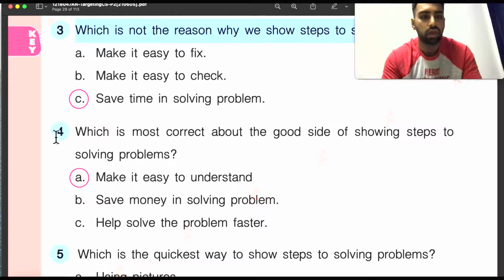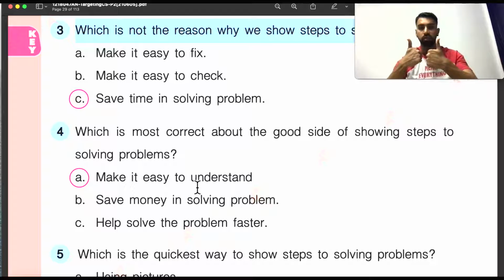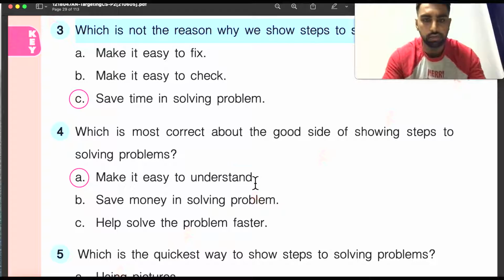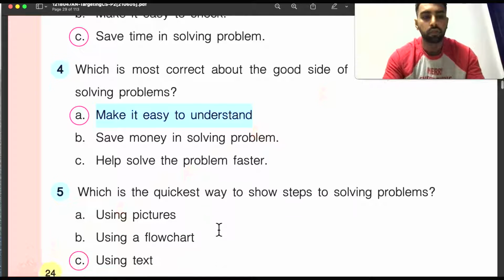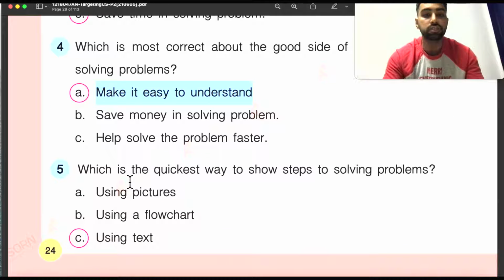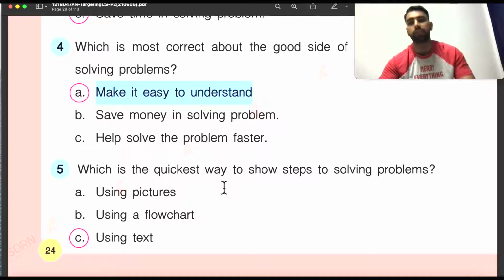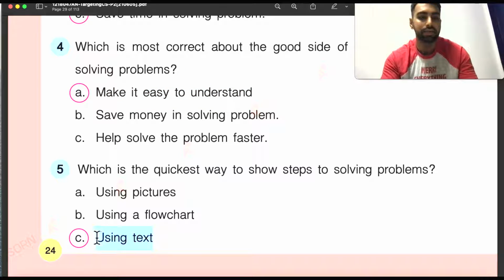All right, and number 4: which is the most correct about the good side of showing steps in solving the problem? Make it easy to understand. It's easy to understand, the correct one. All right, number 5: which is the quickest way to show the steps of solving the problem? Using text writing. All right, C.